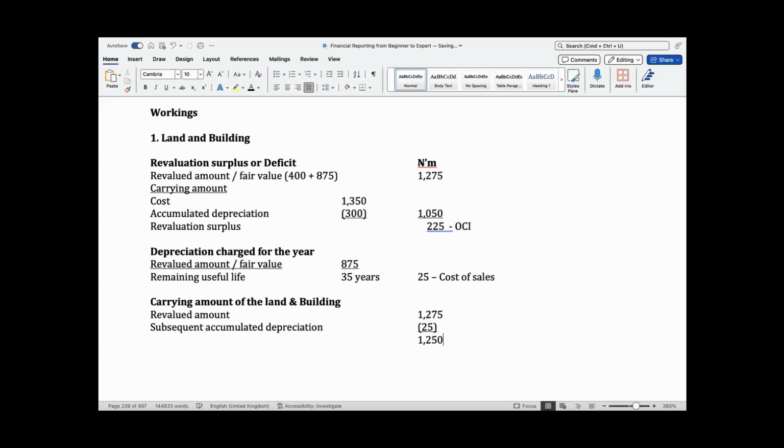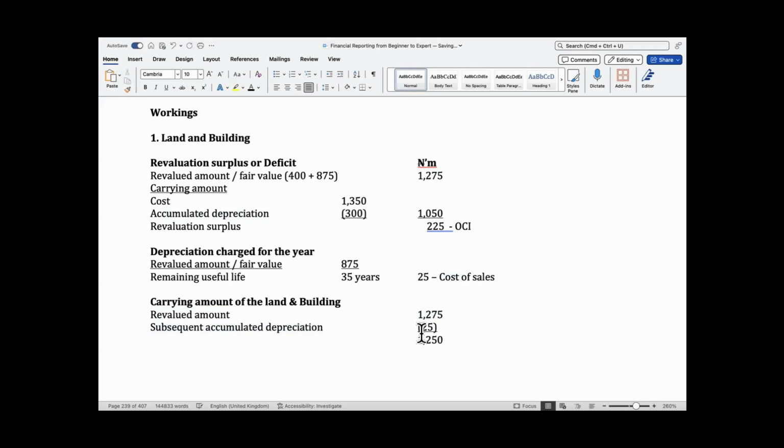Is that clear? Yes. Okay. You see, if this was not at the revalued amount, to get carrying amount, you know that it would have been the cost, which is this 1,350, minus accumulated depreciation, which would have been 300, plus depreciation for the year. Okay, but if we solve more questions, more diets, we would see more dynamics.